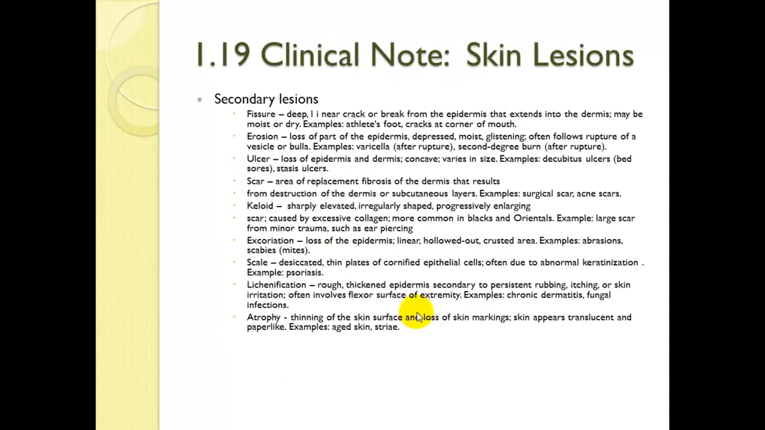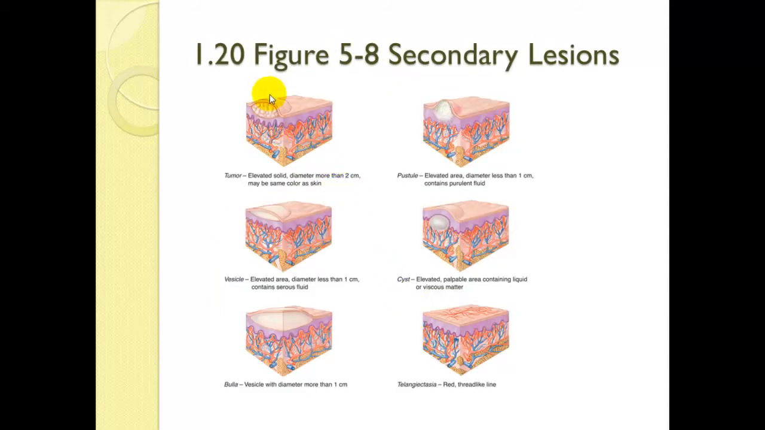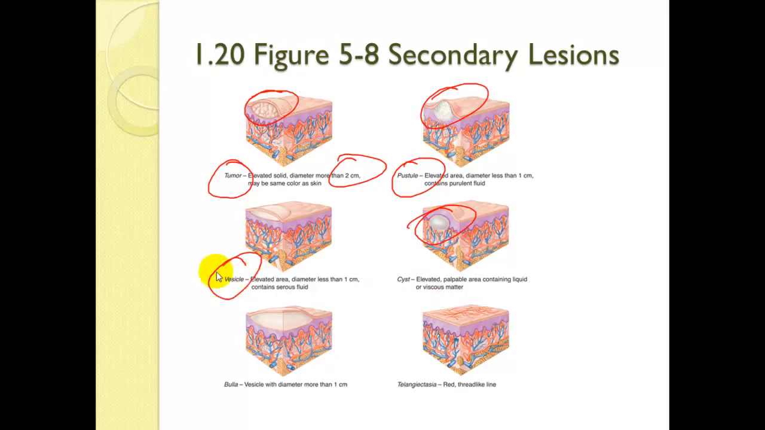You have secondary skin lesions as well, and this is another list. Examples: tumor, abnormal growth under the skin, more than 2 centimeters; pustule, elevated area, less than 1 centimeter, contains purulent pus; a cyst, something growing, liquid or viscous material, palpable just underneath the skin; a vesicle, containing serous fluid; a bulla, vesicle with a diameter more than 1 centimeter; and then telangiectasis, which is red thread-like lines on the surface of the skin.